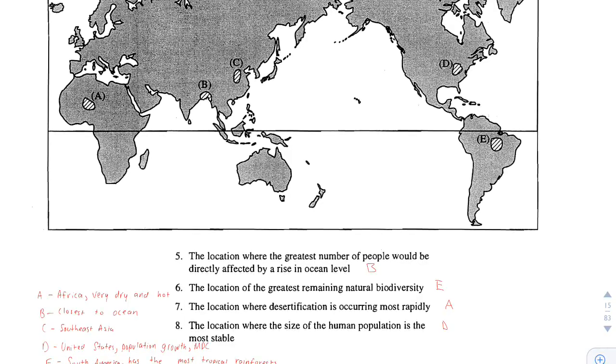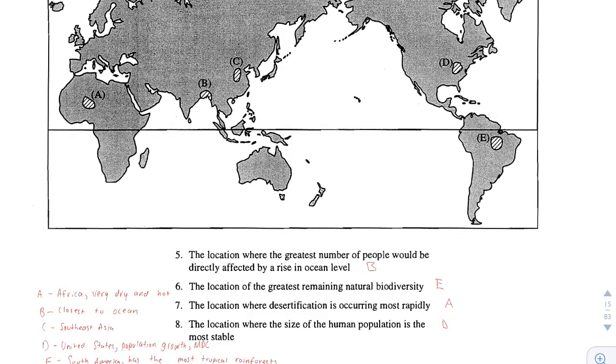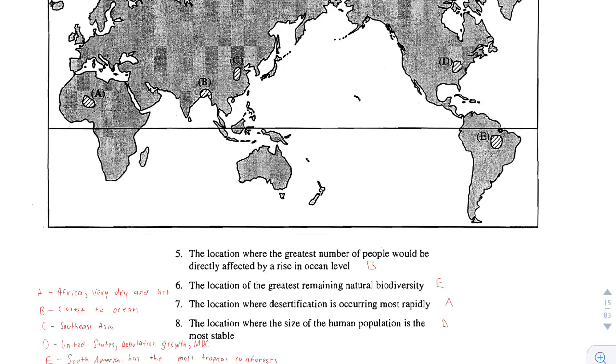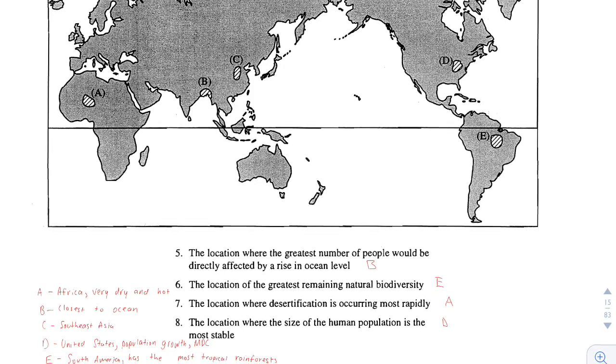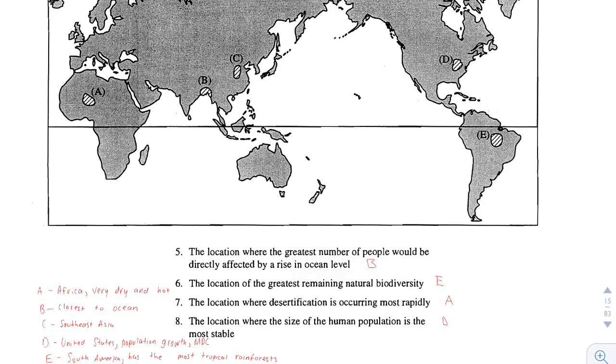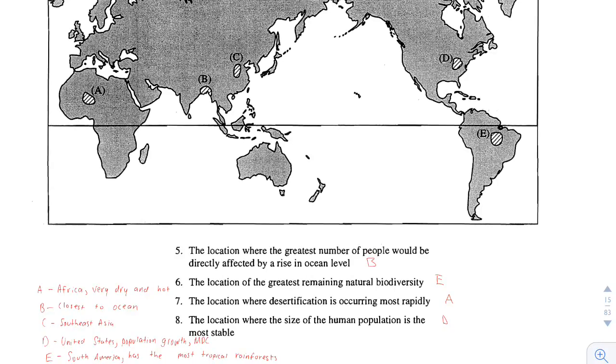Number 5, the location where the greatest number of people would be directly affected by a rise in ocean level would be option B because they are the closest to the ocean. Number 6, the location of the greatest remaining natural biodiversity would be option E because that is where the rainforests are and it is not developed yet.